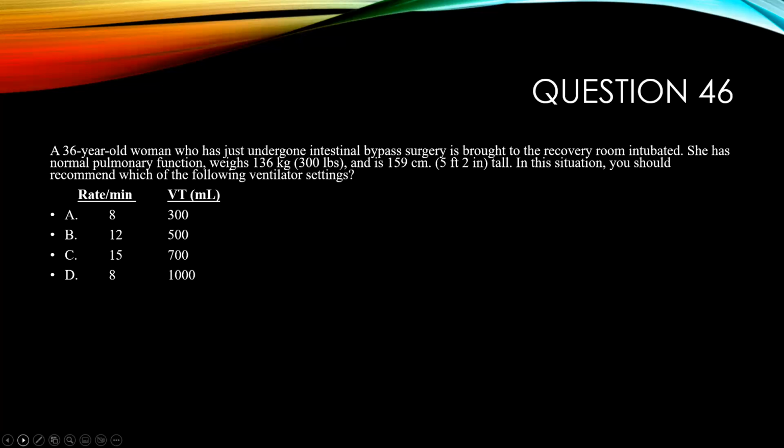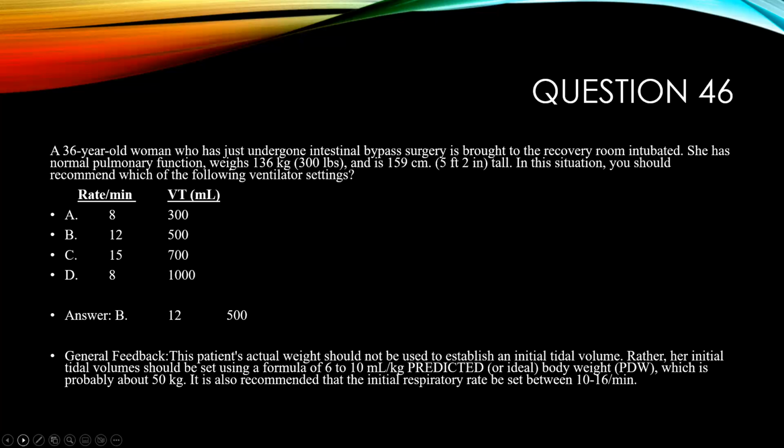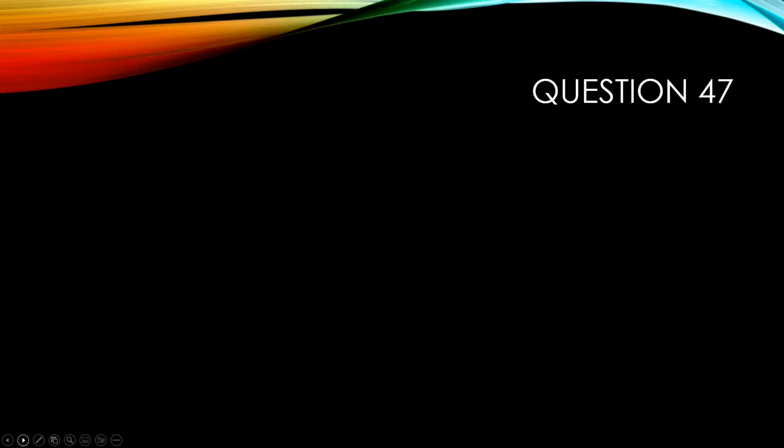You can almost take D right off the plate, but the correct answer is B, rate of 12 and tidal volume of 500. The patient's actual weight should not be used. The predicted weight should be. So you just need to do the math there. She should probably be, with her height, around 50 kilograms. The explanation is saying it's also recommended that the initial respiratory rate be between 10 and 16. Could we argue 10 to 20? Yeah, we could, but you really just need to be using something much more realistic in terms of her ideal body weight.